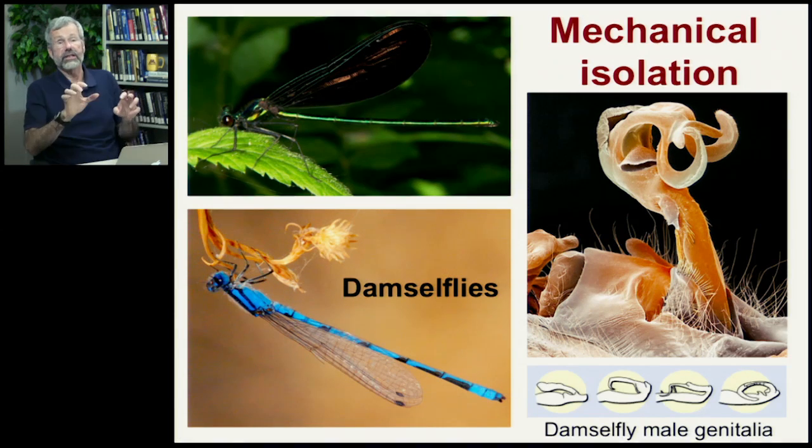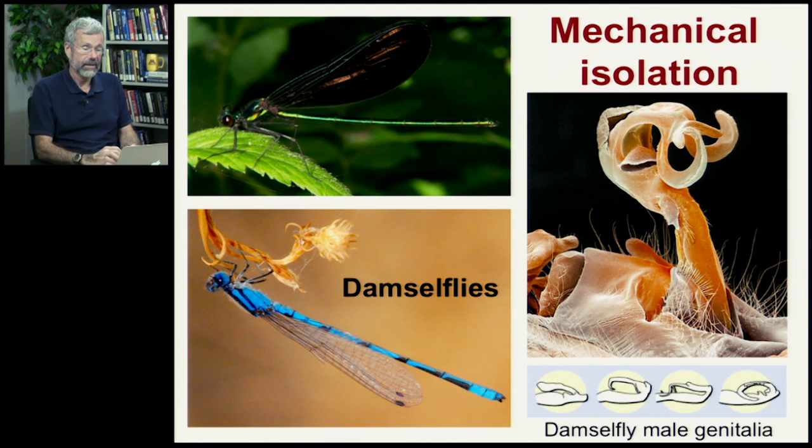That way it only fits in to the female of the right species. Okay, it's kind of like a lock and key. And so that's very effective at preventing the wrong sperm from ending up in the wrong female reproductive tract.